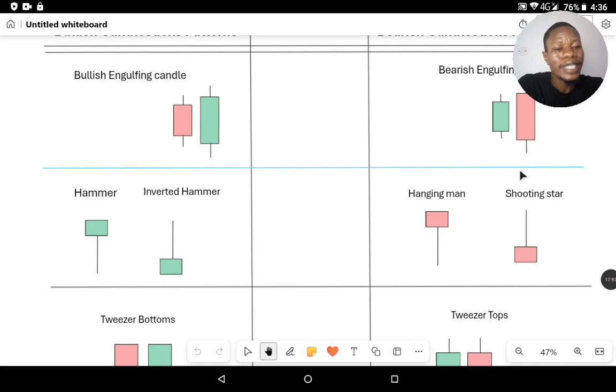So when you have this at the support level, it shows that the buyers couldn't push the price further up. So the sellers set in and pushed the price down, and they even overwhelmed and gave us eventually a bearish candle. So in this case, you should also be looking for a sell opportunity or a short opportunity.